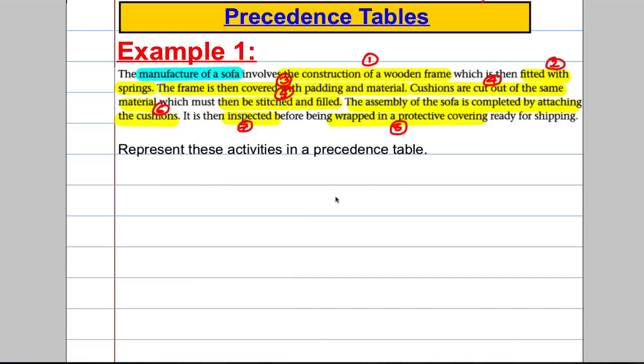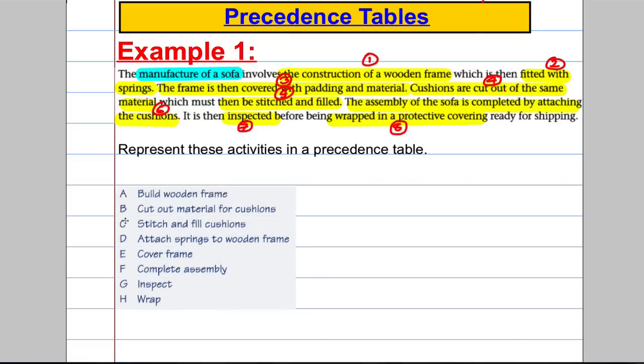Okay, so from that paragraph I've picked out the activities, and here they are listed here. 1, 2, 3, 4, 5, 6, 7, 8. I've actually labelled them A to H rather than 1 to 8, just because I think at this stage it's important to not say what order they're going in. So these are the activities.